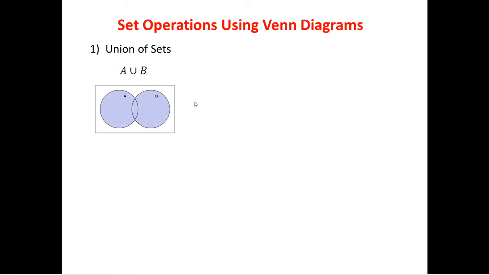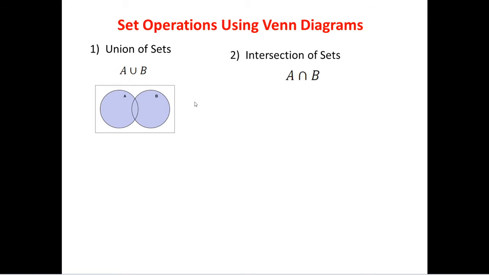This is how we illustrate two sets A and B and their union. Again, union is the combination of the elements of A and B. So that is how we illustrate A union B in a Venn diagram. Everything that is shaded is part of A union B.